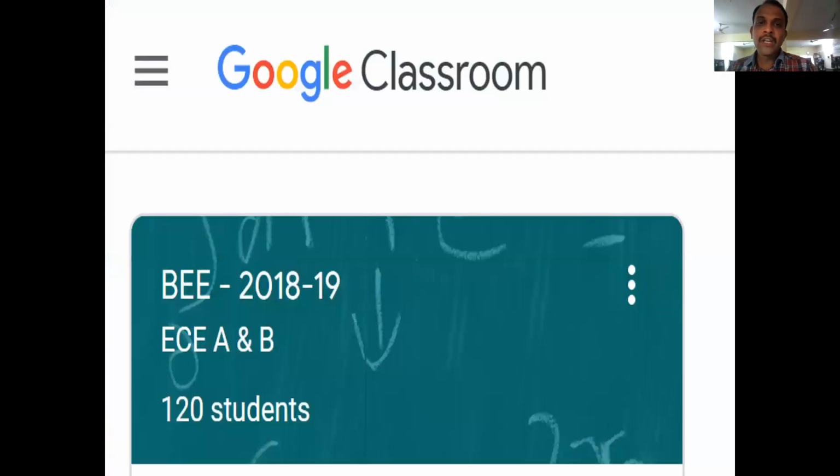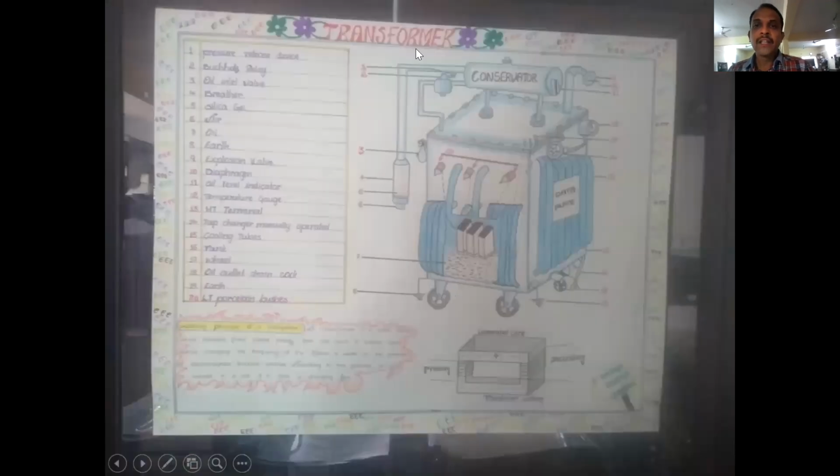On top of it, we also use Google Classroom, where we send information regarding transformers. It is all about the useful videos present on YouTube, and we send the material there, and we also conduct tests with Google Sheets. And this is some of the work done by our students in order to know the construction of the transformer with different things. So this is all about the transformers, and thank you very much.